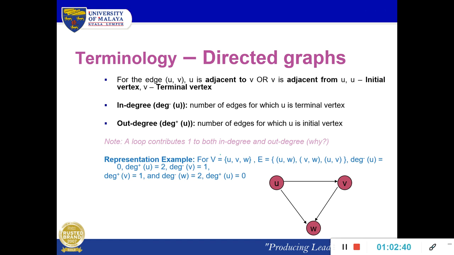This is how you calculate the degree of a directed graph. In a directed graph you have the in degree, the number of edges for which U is the terminal vertex, and the out degree, the number of edges for which U is the initial vertex. Terminal vertex means the endpoint terminates at U. The out degree is the initial vertex. The in degree is the edges coming into U. So in degree of U is the number of edges with U as terminal vertex. Let's say this is W, terminating at U. So the in degree of U is 2.